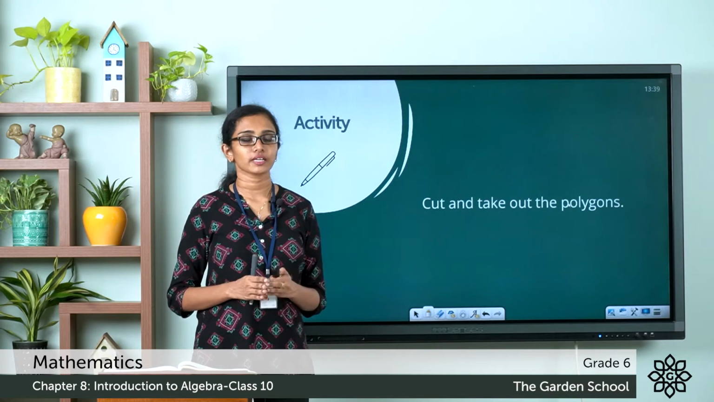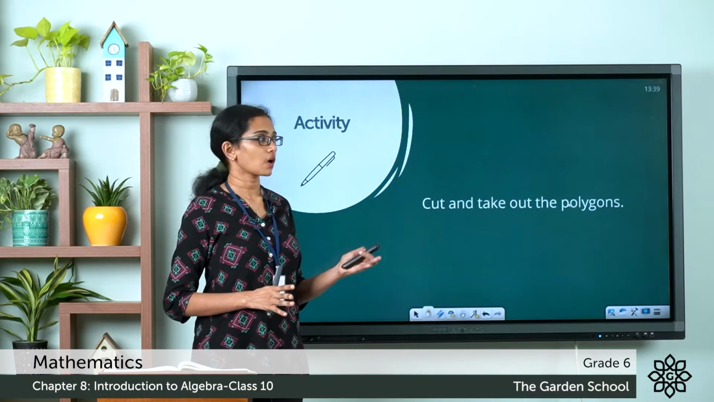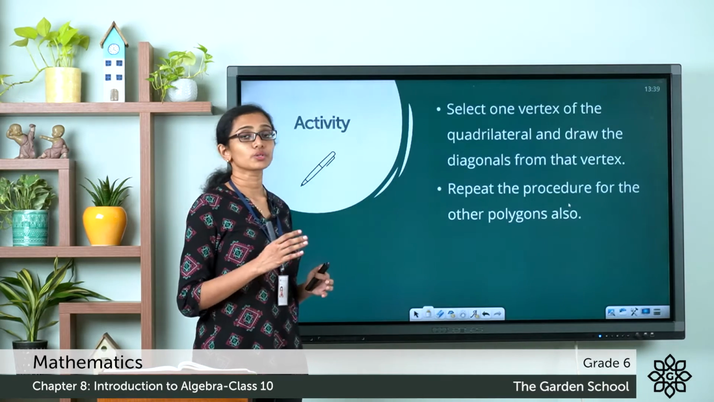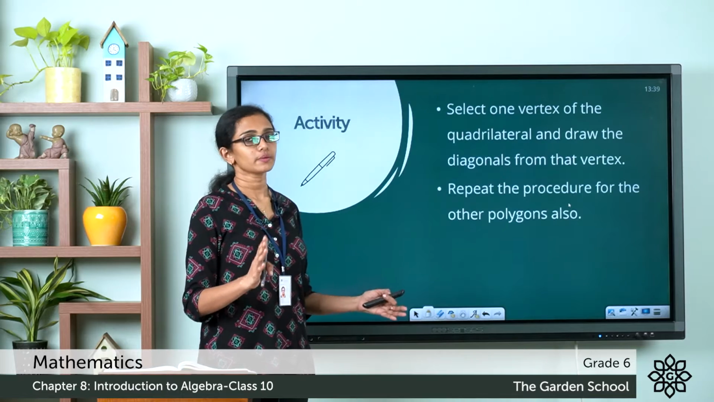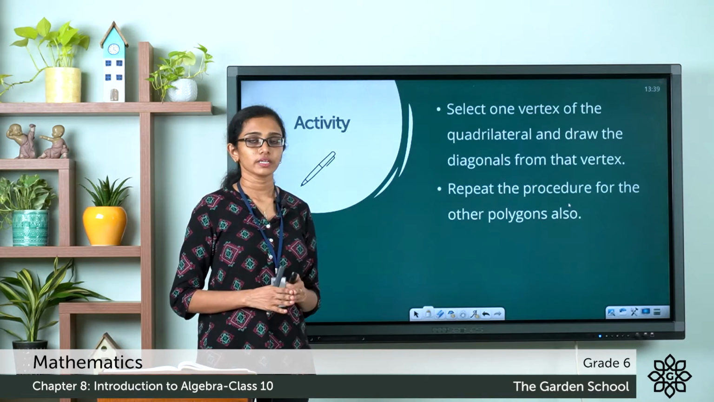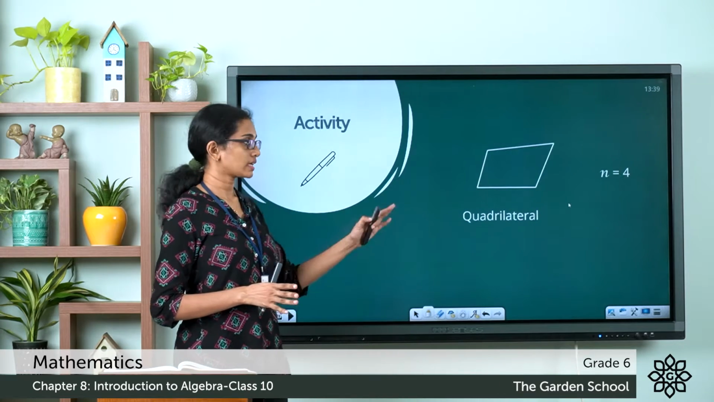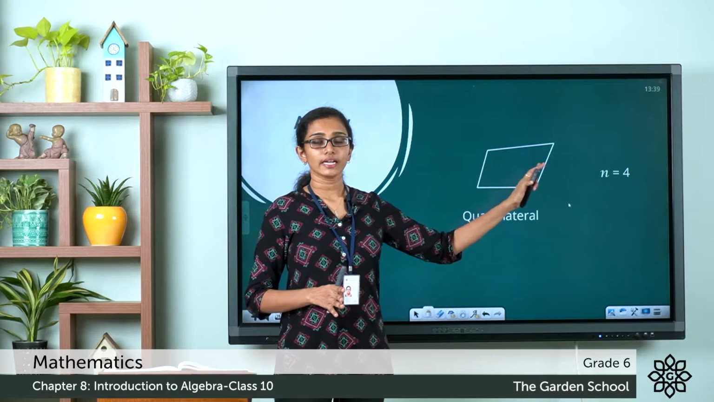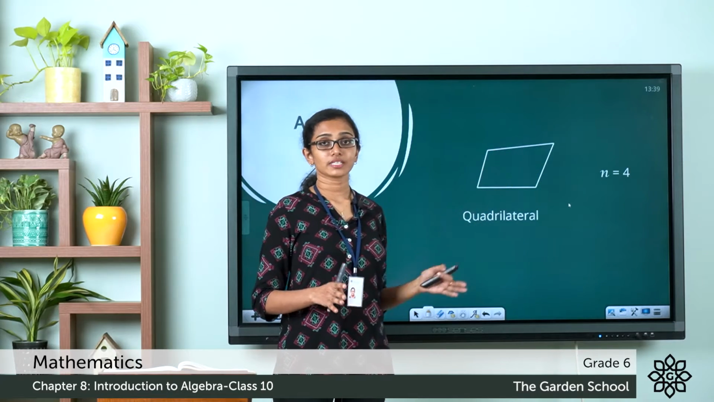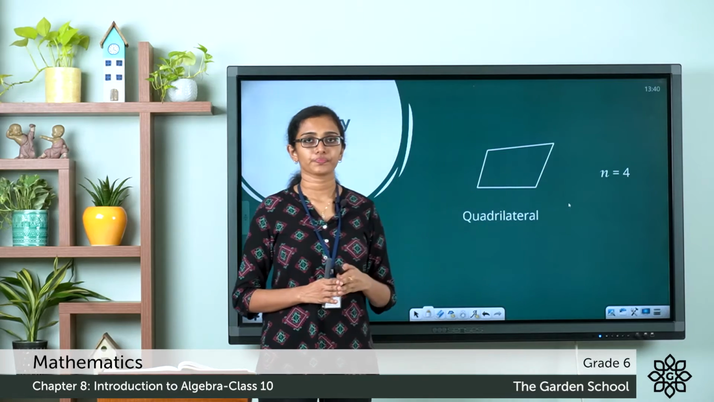Now take the first polygon, the quadrilateral. You have to select any one vertex of this quadrilateral and draw diagonals from that vertex. You have to repeat the same procedure for all the polygons. Let's consider the case of quadrilateral now. The quadrilateral has got 4 sides and the number of sides is represented by the variable n. Here n is equal to 4.